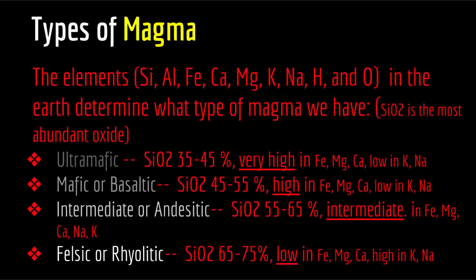But your felsic or rhyolitic magma or igneous rock contains a very high percentage of sulfur dioxide. It contains 65 to 75% sulfur dioxide, SiO2, but it is low in Fe, Mg, and calcium, and high in sodium and potassium, or potassium and sodium. So based on the elements that you have in Earth's crust and based on the percentage of sulfur dioxide, you get 4 different types of magma. You get ultramafic, you get mafic or basaltic, you get intermediate or andesitic, and you get felsic or rhyolitic.